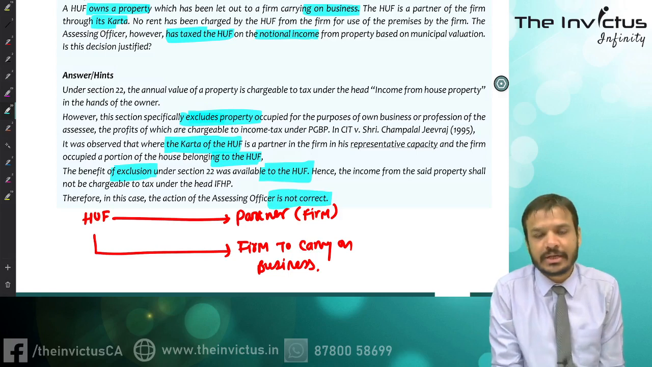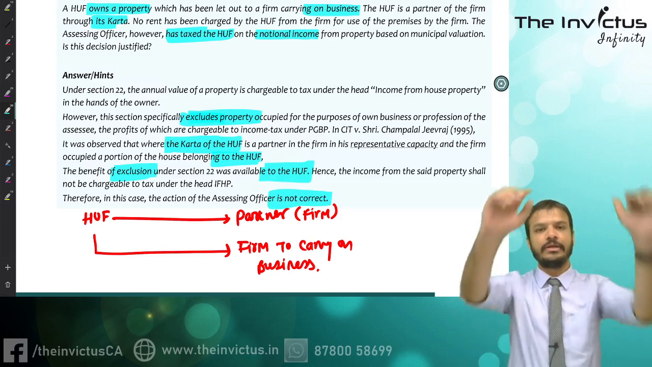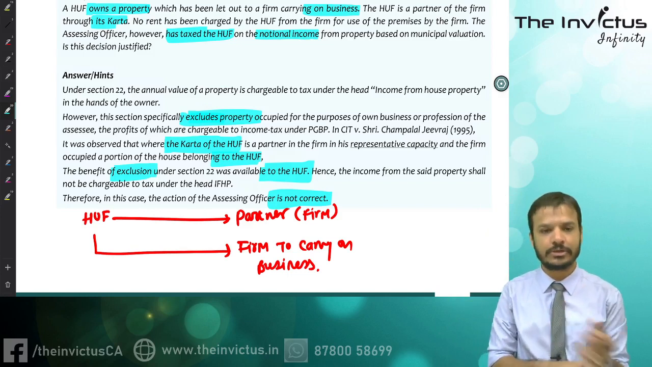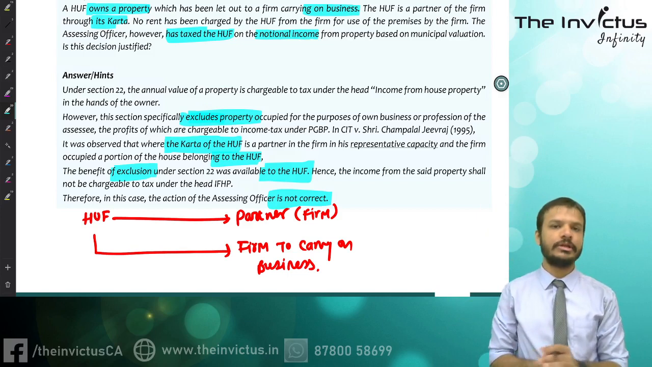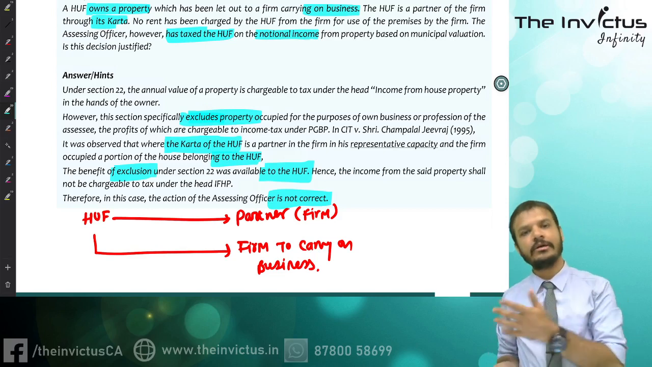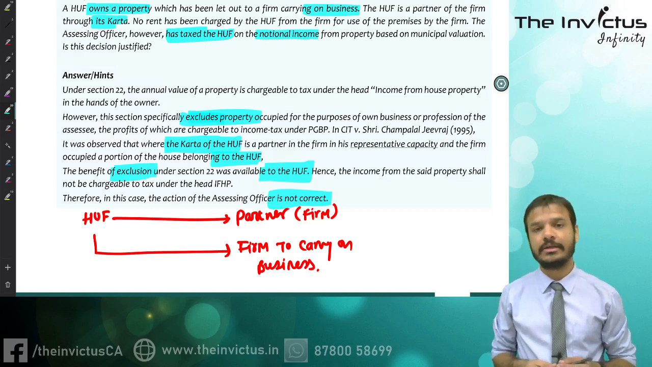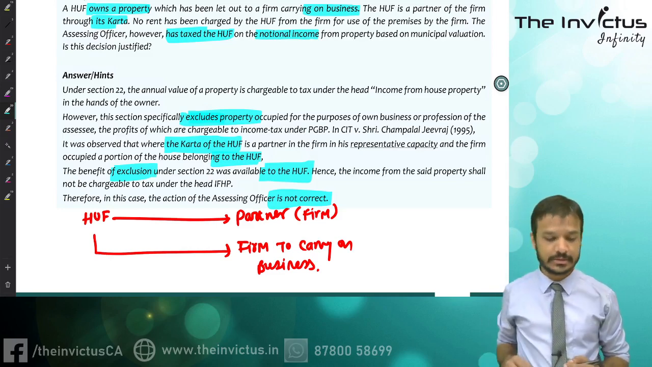So, in the given case, the HUF has given its property to the firm in which it is a partner, to carry on business and profession, right? In that case, the court has given this judgment that the HUF can also get this benefit if the property is used for the purpose of business. Then in that case, we can exclude such property from the purview of income from house property. So the contention of the assessing officer is not correct in this case.